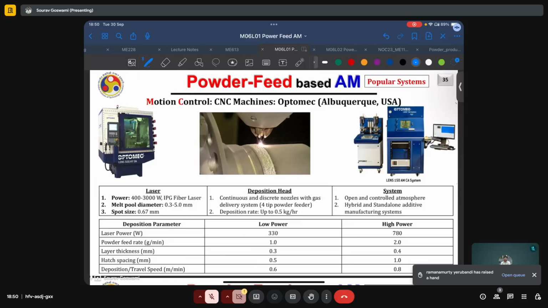The deposition head consists of continuous discrete nozzle with gas delivery systems and has 4 powder feeders. Deposition rates can be as high as 500 grams per hour, and the system is fitted with either an open or a controlled atmosphere, and you can have both AM and hybrid AM systems.